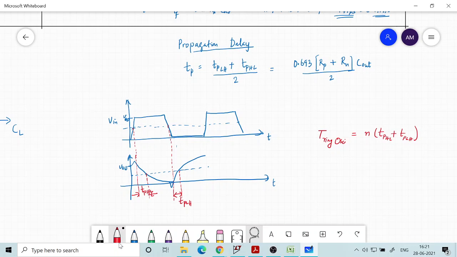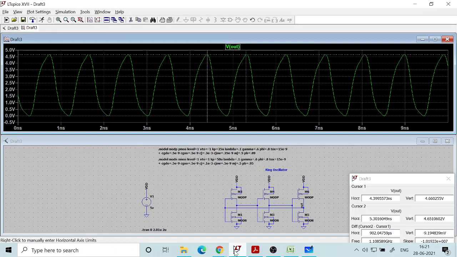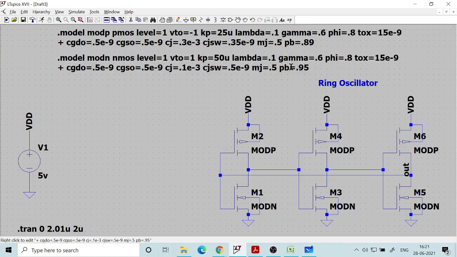From the dynamic characteristics you can find out T_PHL and T_PLH as I have shown here. It's slightly different from the rise time and fall time calculation. Earlier we took 10% and 90%. Now you have to take 50% of the input and 50% of the output. So you have to plot both input and output and take the cursor, and then verify whether you are getting the expected frequency or not. That's basically the experiment.